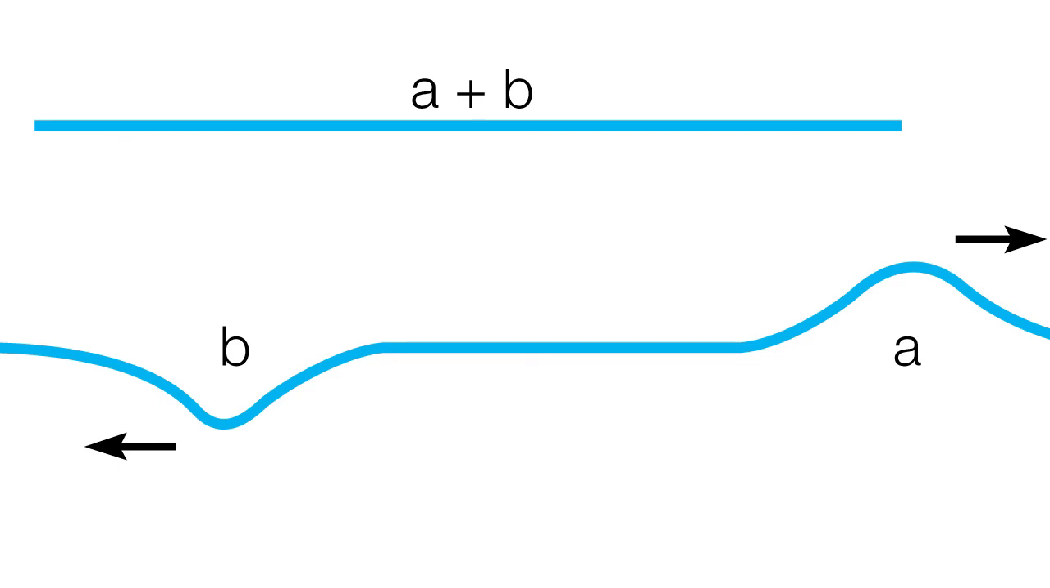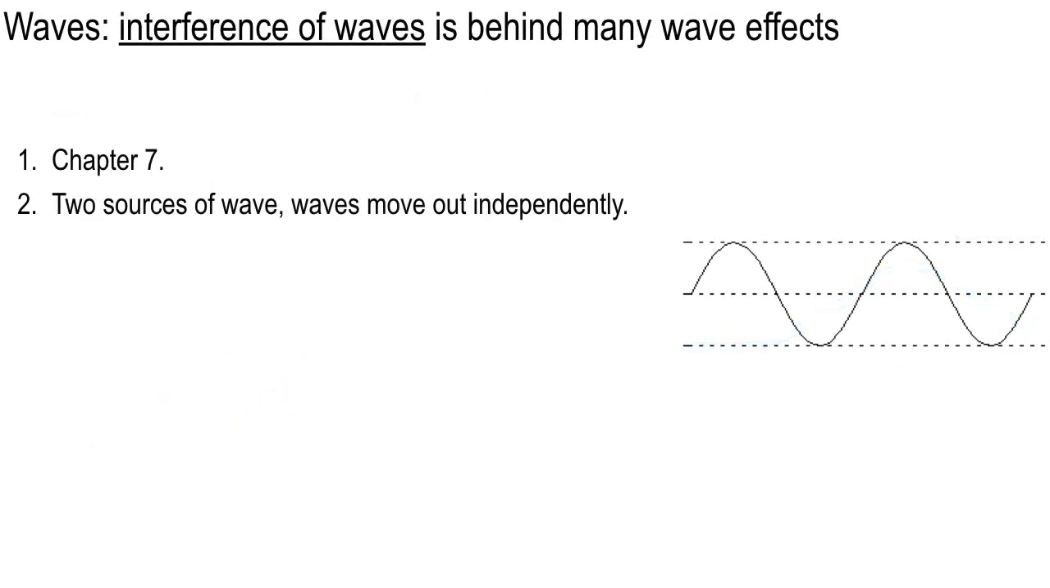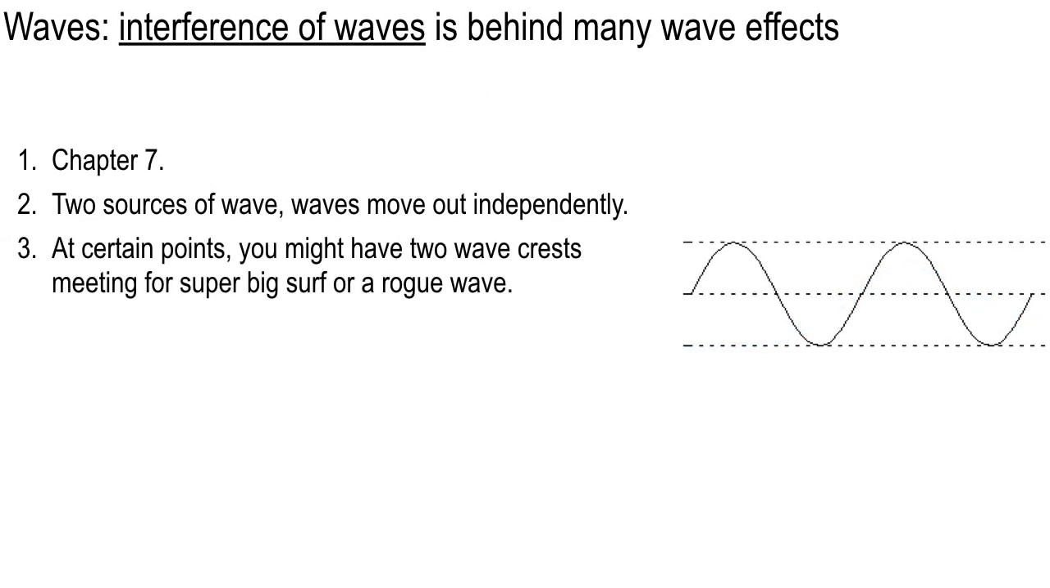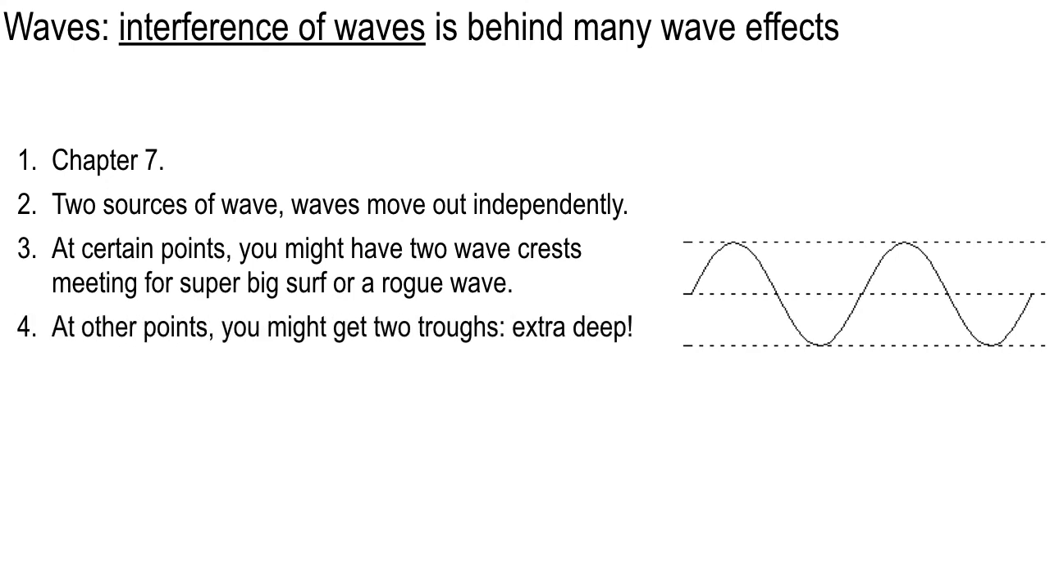Now, I hope you've made some good sketches. Let's go and make an outline of that. Okay, so two source waves. At certain points, you might have two wave crests. So that would be like Praia do Norte, super big surf. Or, further out in the ocean, a rogue wave that might tip over a boat. Hopefully not. At other points, you might have two troughs that meet, and then you have an extra deep trough. We have a sketch of that.